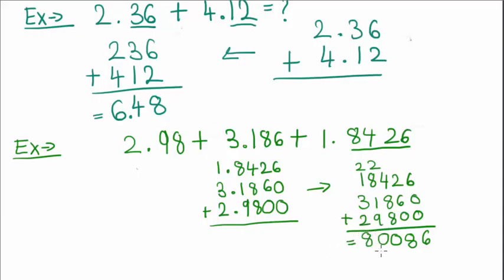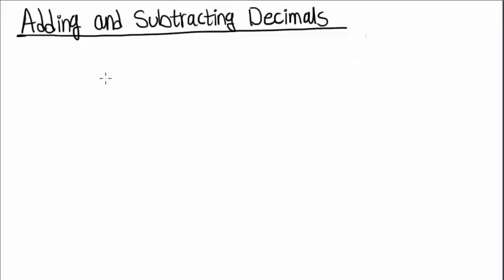And since we figured out in the beginning of the problem that I will have 4 numbers after the decimal point, I need to put a decimal point in such a way in the final answer so that I have 4 numbers after the decimal point. So I'll put a dot right between the 8 and the 0. So my final answer to 2.98 plus 3.186 plus 1.8426 is 8.0086.